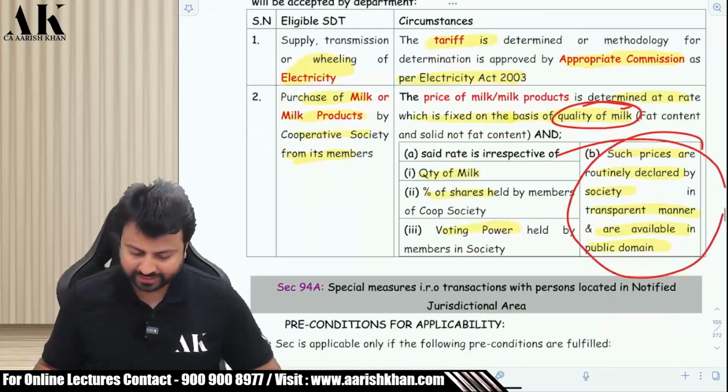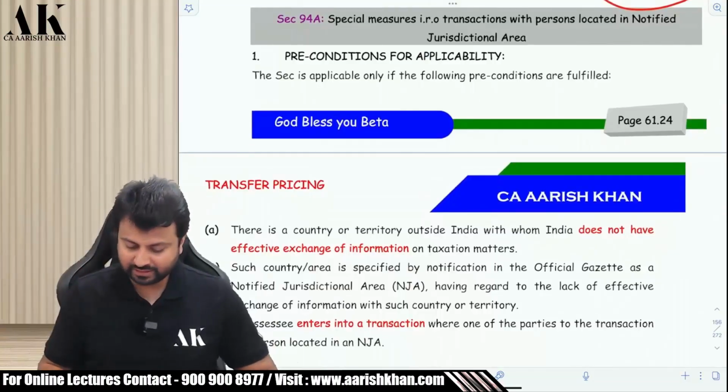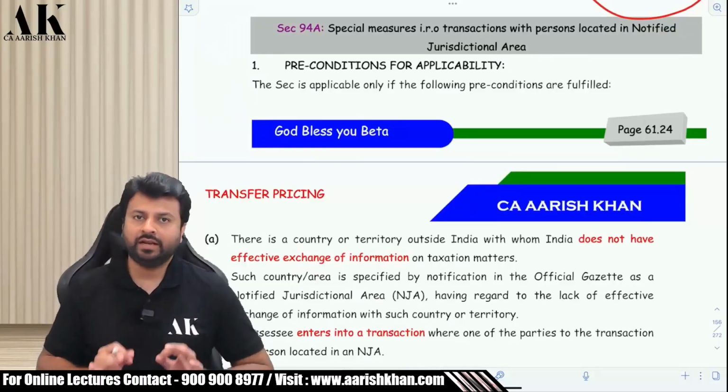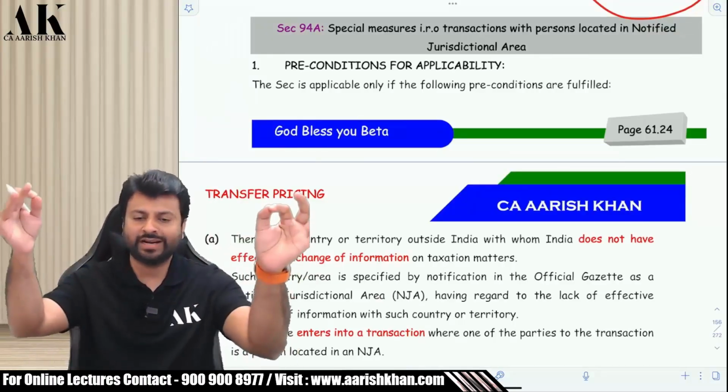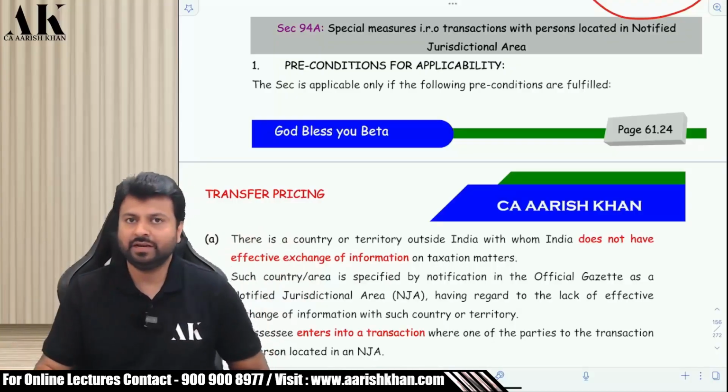So let's go ahead with the next, last provision over here, and then we'll move on to that leftover provision which we have left earlier. This provision is about notified jurisdictional area. If any person in India does any transaction with a person located in NJA, then there are some harsh provisions which have been made by the government of India.